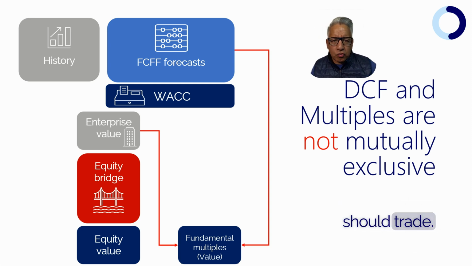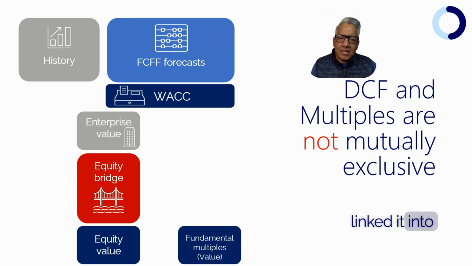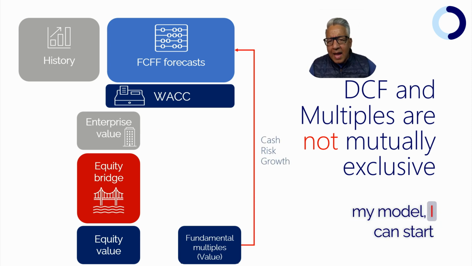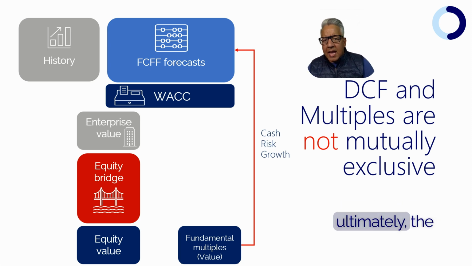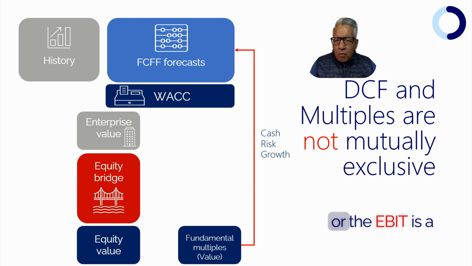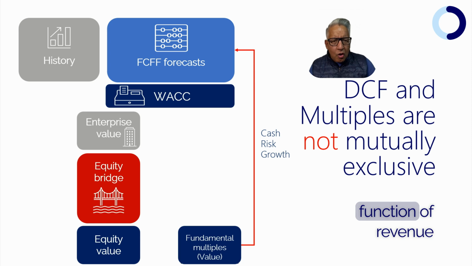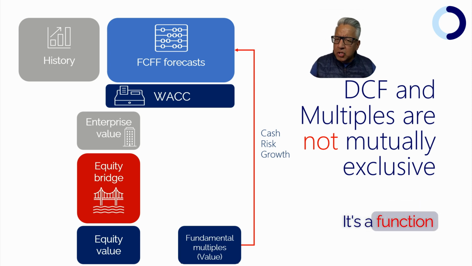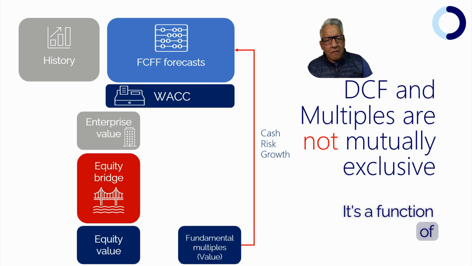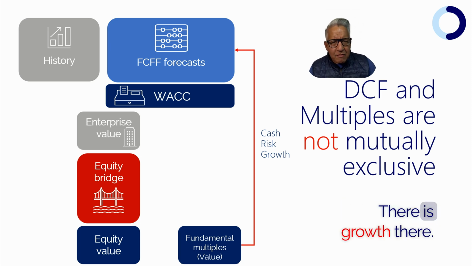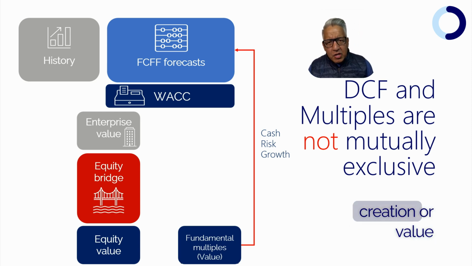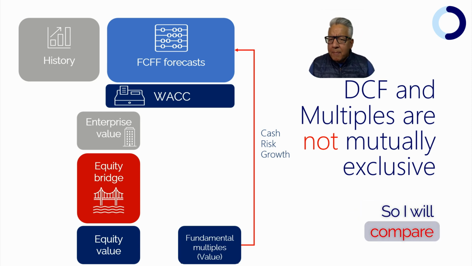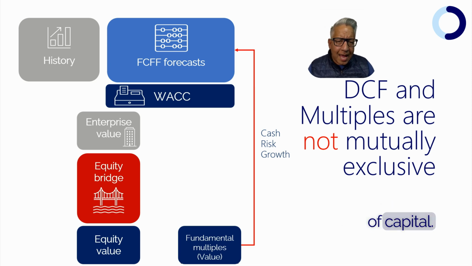company's multiples should trade. Because once I've linked it into my model, I can start talking about cash, risk, and growth. All right, because ultimately the metric, the EBITDA or the EBIT, is a function of revenue growth. It's a function of margins. It's a function of idiosyncratic risk. There is growth there. If I'm talking about growth, I want to talk about value creation or value destruction. So I will compare it to the weighted average cost of capital and the returns generated in this model.